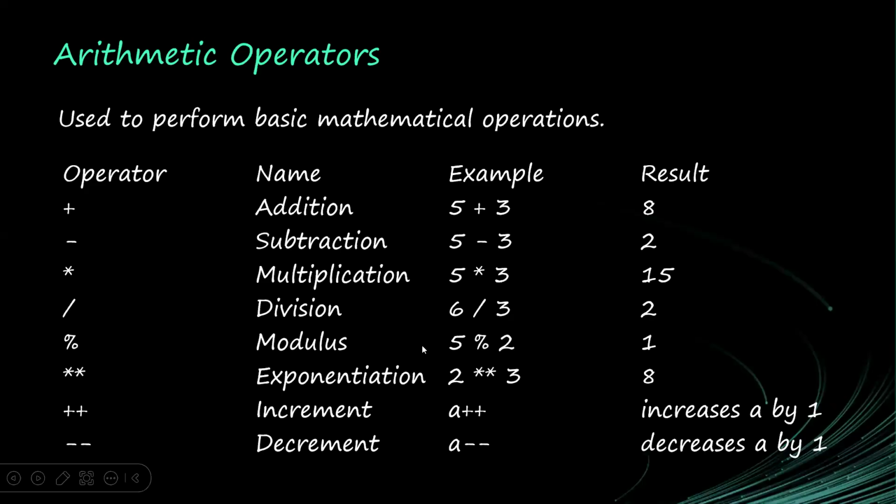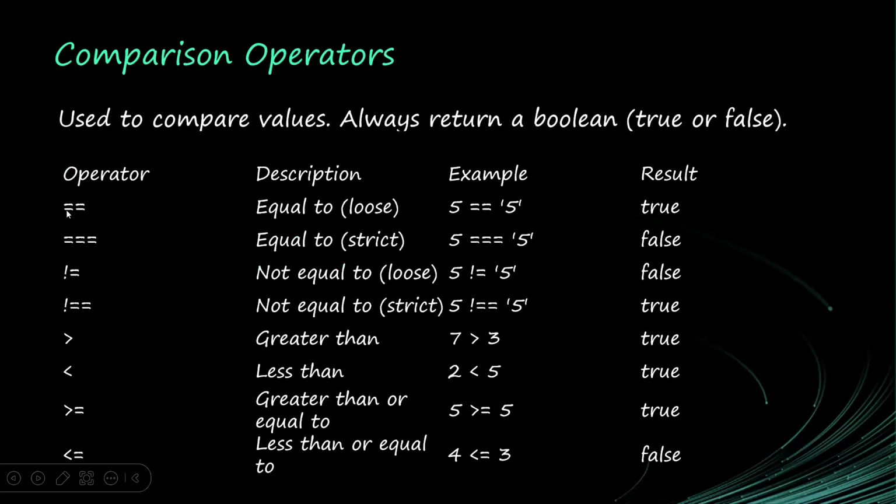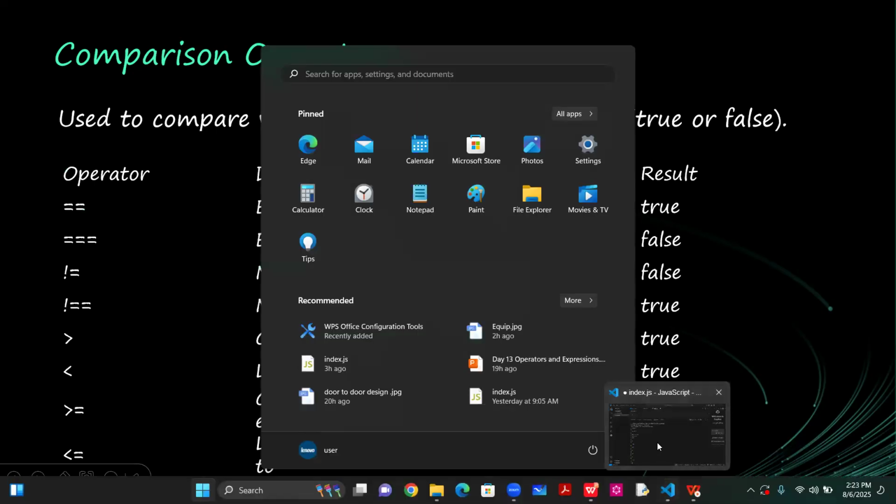Okay. So we have the comparison operators. We use this to compare values. Comparison operators always return a Boolean value. So we have the equal, the double equal, and we have the triple equal. And what is the difference? Now, let's go and show you what the difference is.